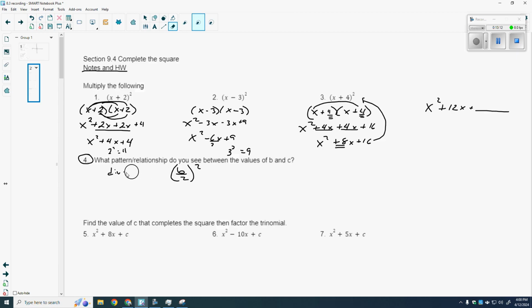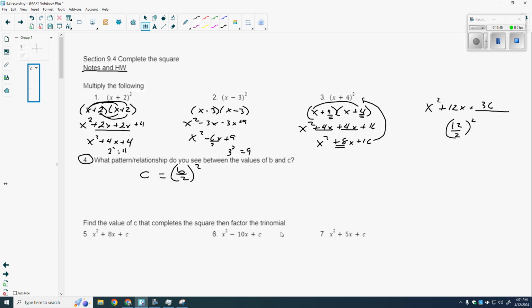Or let me rewrite that a little better. C equals b divided by 2, squared. That's the relationship between these two. This number right here is my b value divided by 2, squared. Okay, so over here, what do you want to add? 12 divided by 2 is 6, and 6 squared is 36.